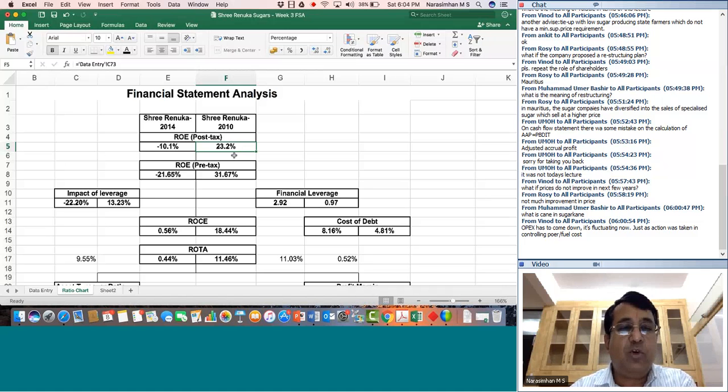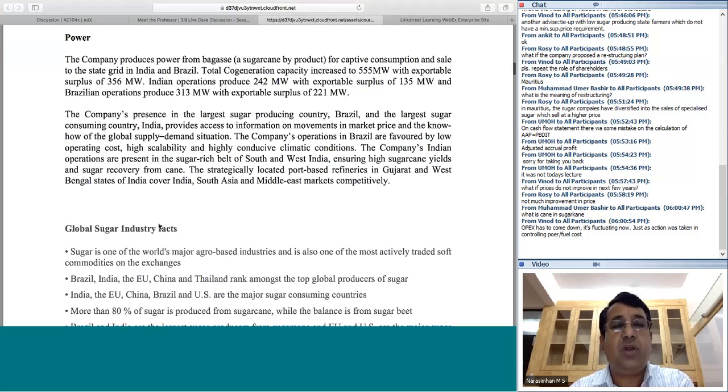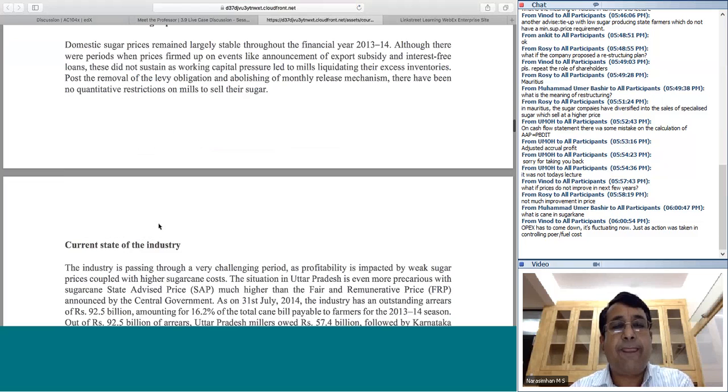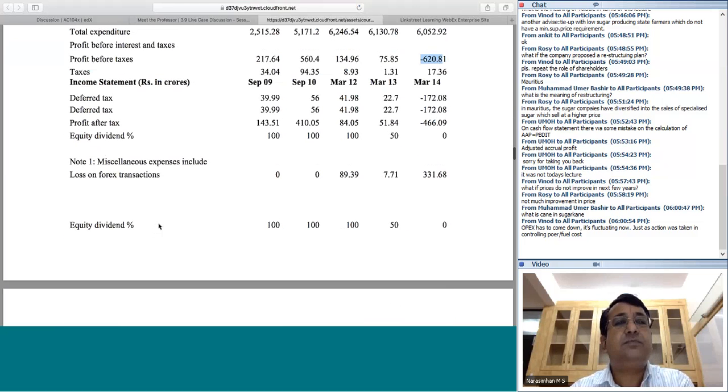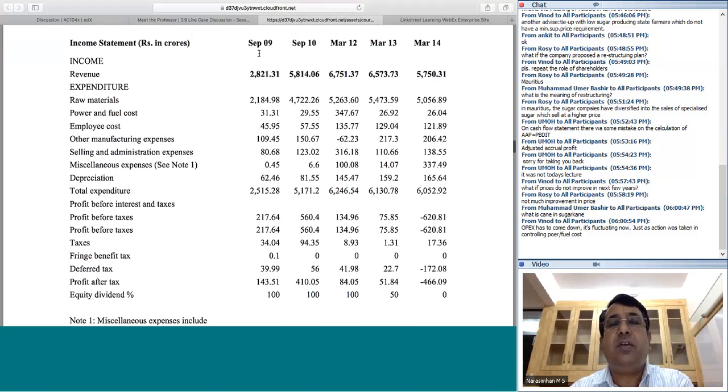Couple more points I want to tell. This is more of a governance related issue. I'll just take you through that. You can see that from 2009, 10, 11, 12, 13, 14 data, when you look at this company, it has given so much equity dividend.